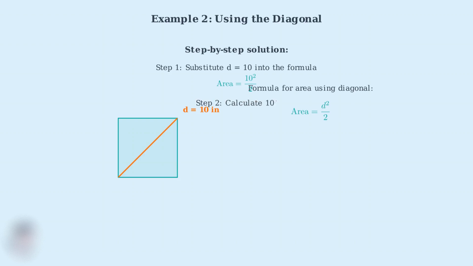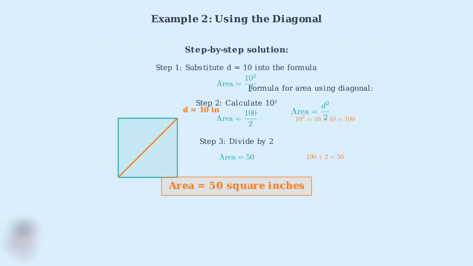Step 2. We calculate 10 squared. Remember, 10 squared means 10 times 10, which equals 100. Step 3. Finally, we divide 100 by 2. 100 divided by 2 equals 50. Therefore, the area of our square is 50 square inches.